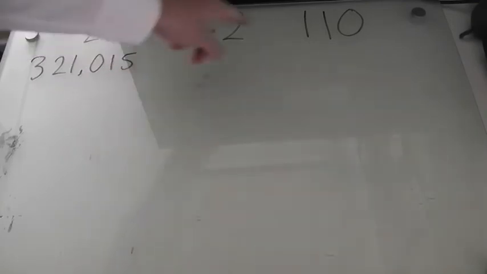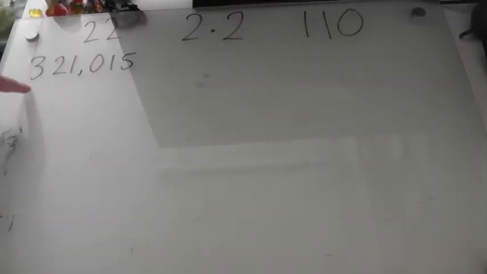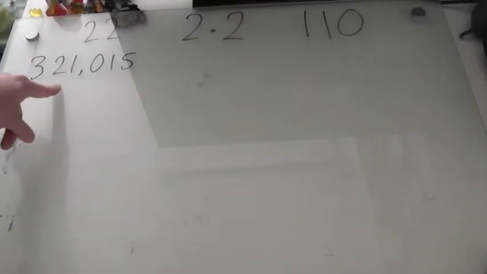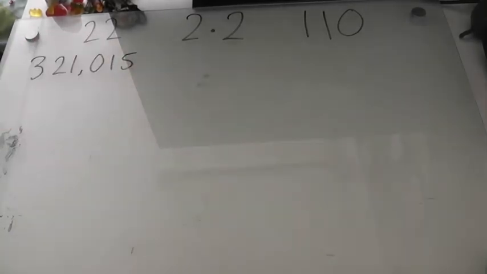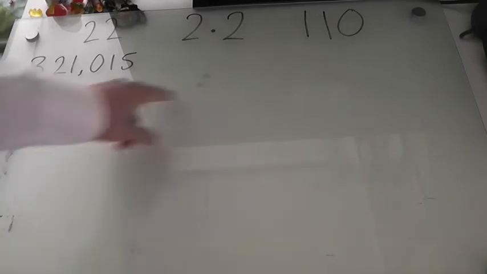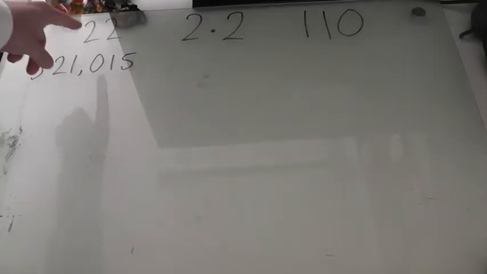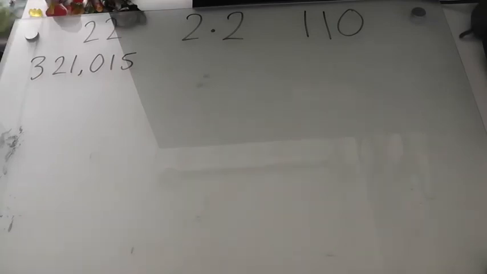Okay, now it is time for you to try it for yourself. So let's have a look at these numbers. We've got 22. We've got 2.2. We've got 110. And we've got 321,015. Your task is going to be to draw out a place value grid and then to align each one of these numbers into the correct place. So you need to make sure that your digits have the correct value.